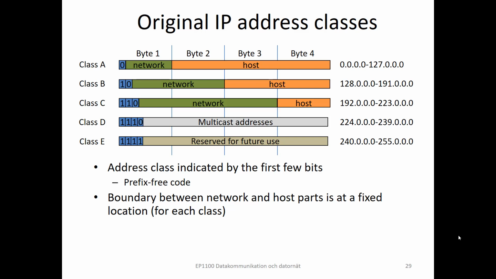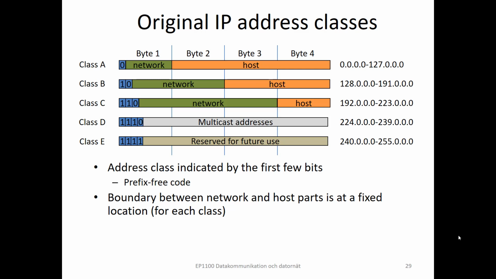Class B started with 1, 0. So you can see there's no confusion between class A and class B, because class A starts with 0 and class B starts with a 1. It uses the first two bytes for network ID. And since the class identifier takes 2 bits, there are 14 bits remaining for the network ID. And to that you can have 2^16 hosts connected, host addresses. Class C starts with 1, 1, 0, again avoiding confusion with class B. And the remainder of the first 3 bytes form the network ID.